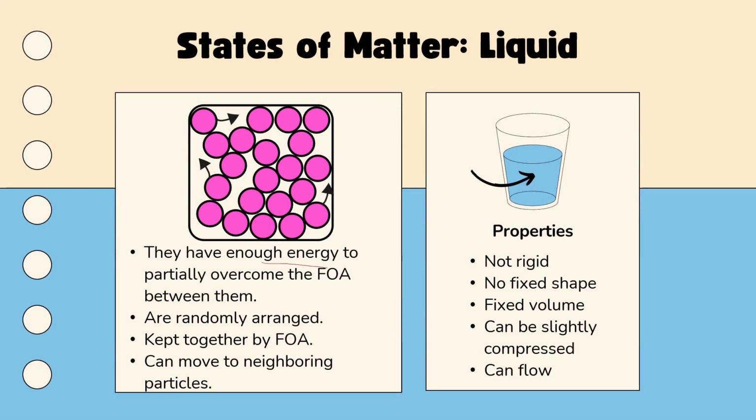They have enough energy to partially overcome the force of attraction between them. Here, you can see there is very little space between two atoms. So they have energy to overcome that force of attraction between them. They are randomly arranged. They are kept together by force of attraction. They can move to neighboring positions because there is space, hence they can move around. Properties, I already explained in the previous slide.